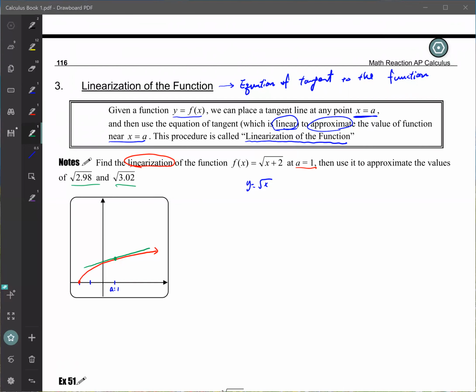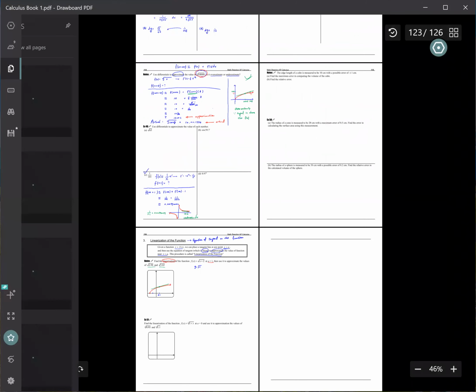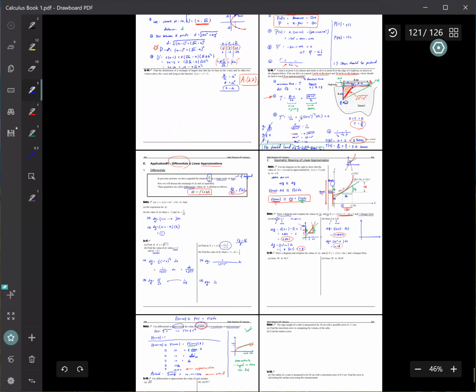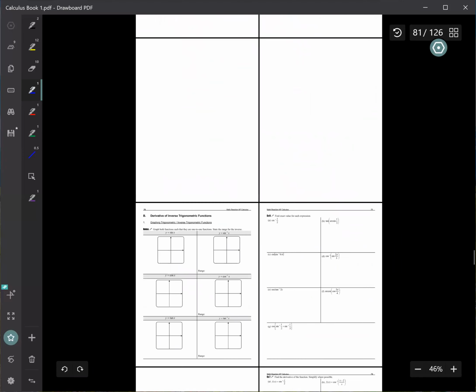Wait, equation of tangent is just like the thing we just did, right? Yeah, you've been doing it since a long time ago. Wait, okay, I'm kind of confused. Can you re-explain what equation of tangent is? Okay, then we need to go back then. Equation of tangent is a straight line. To find a straight line, you need to know two things. Which two things?